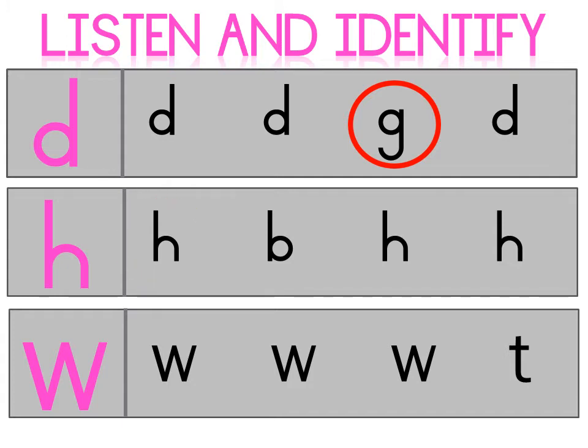Our next one is H. Let's listen. H, B, H, H. Which one did not sound the same? B. Our next letter is W. Let's listen. W, W, W, T. Which one did not sound the same? T. Well done.